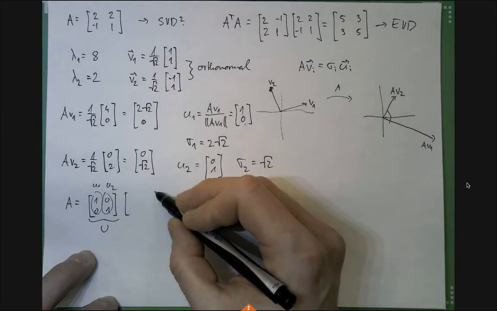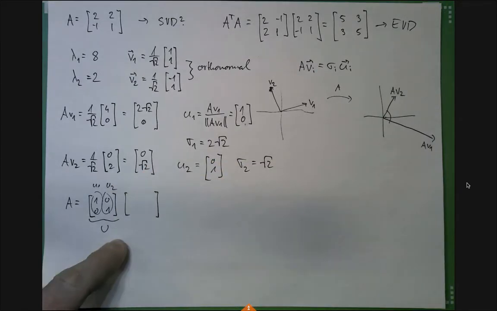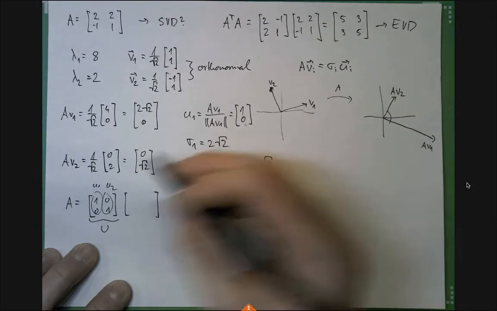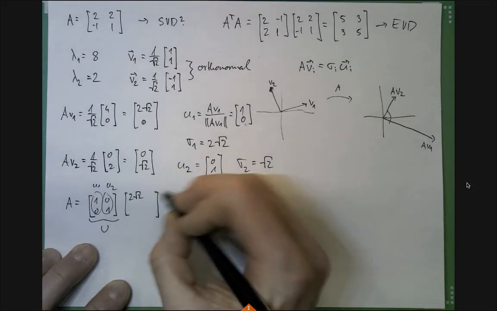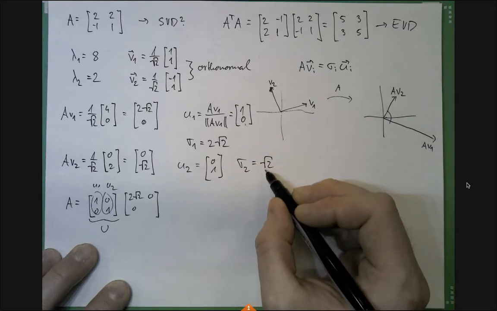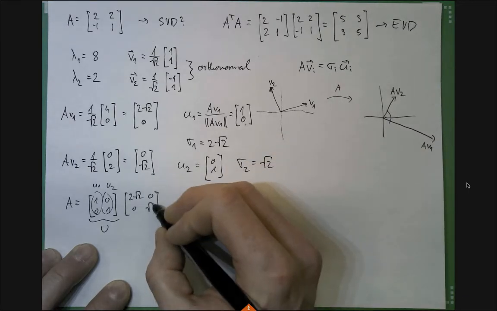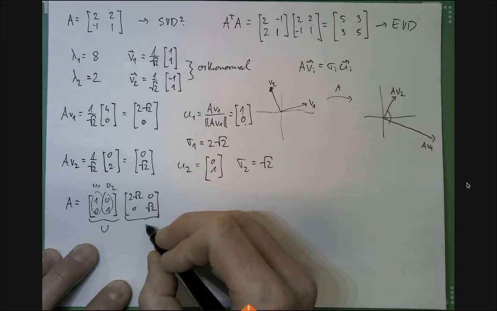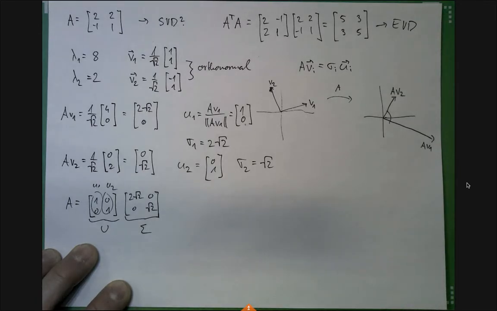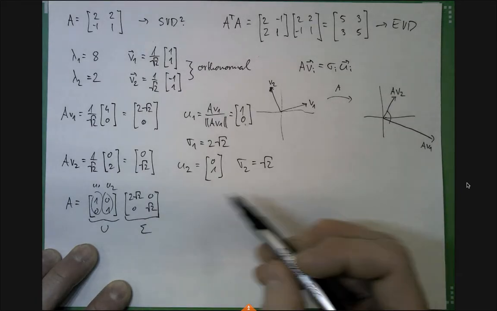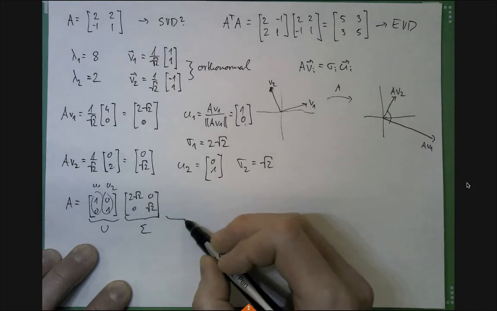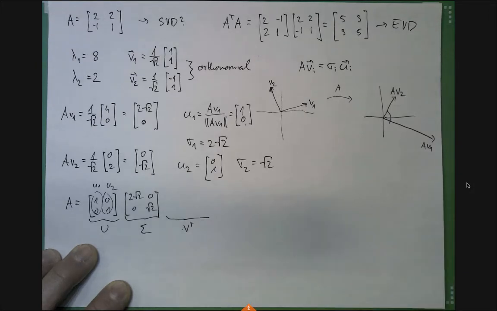The matrix of singular values, that's sigma 1, that's 2 square root of 2, 0, 0, and here sigma 2 is the square root of 2, okay? So this is my sigma. And finally, what is the last bit here? Here I have V transposed, okay?